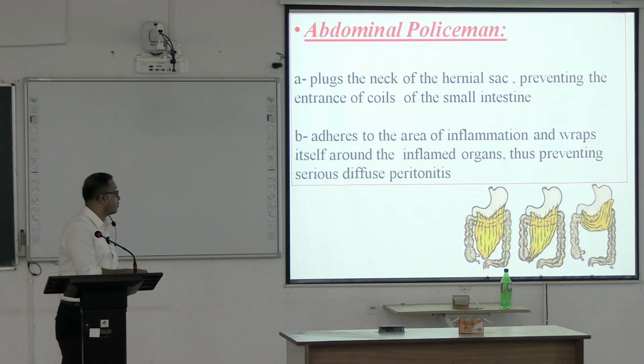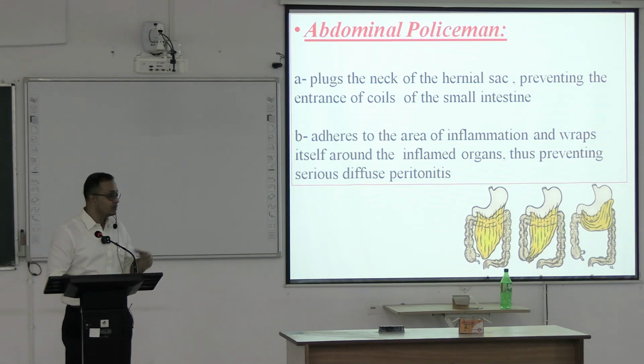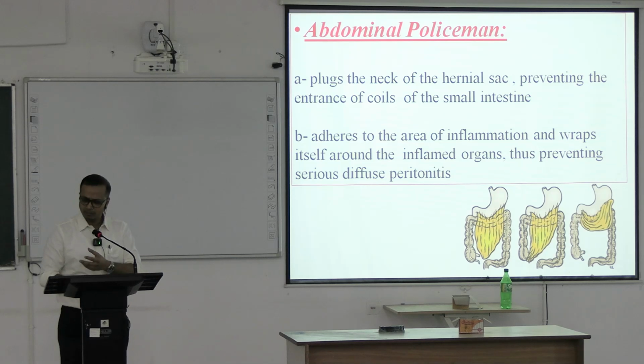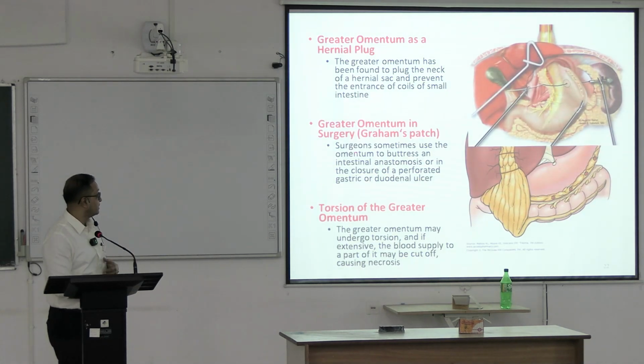Other than this, the greater omentum can be used for several other purposes as well. During surgery we use the omentum as an omental patch. For example, if the stomach has a perforation, we can use the omentum to repair it. The omentum can also be used for repairing injured liver tissue and splenic tissue. So, the omentum serves a large number of functions in this region. It has surgical uses, such as plugging a hernial sac, and it tries to prevent herniations as well.